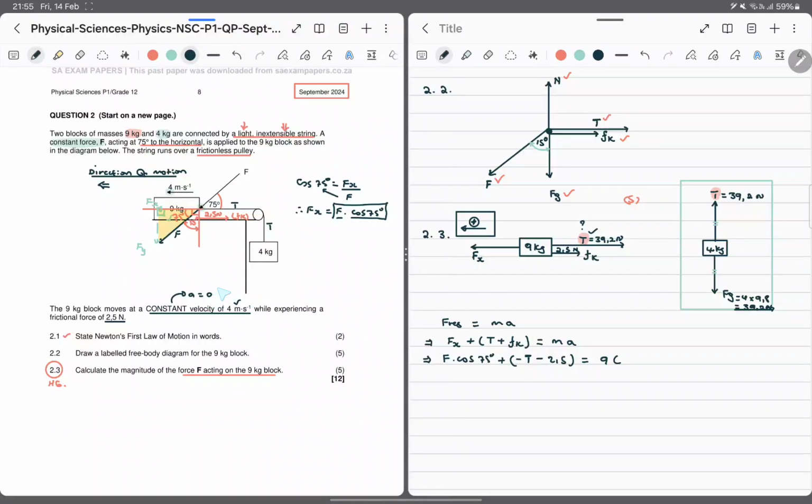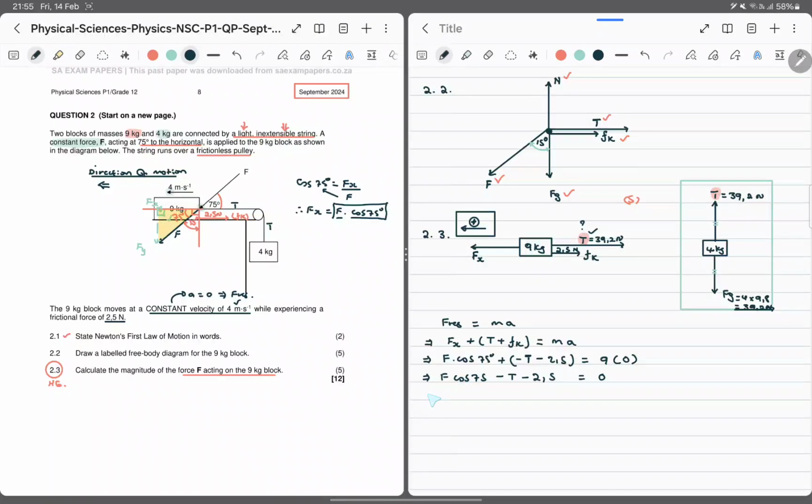Okay? As well as the resultant force is going to be 0, because these two are related. So this is 0, like that. We continue. This implies that F cos 75 minus tension minus 2,5 is going to be equal to 0. See? Do you see?